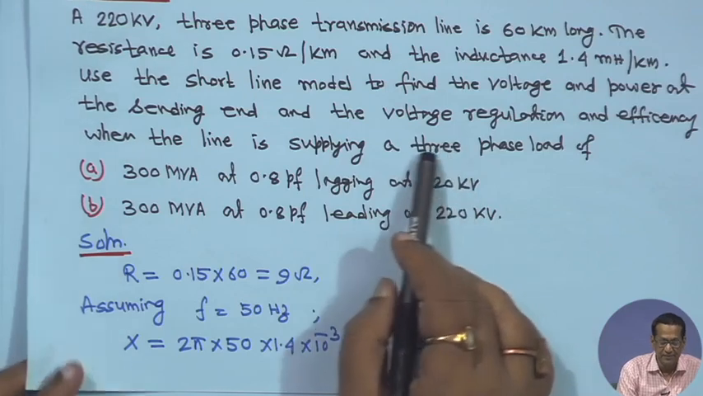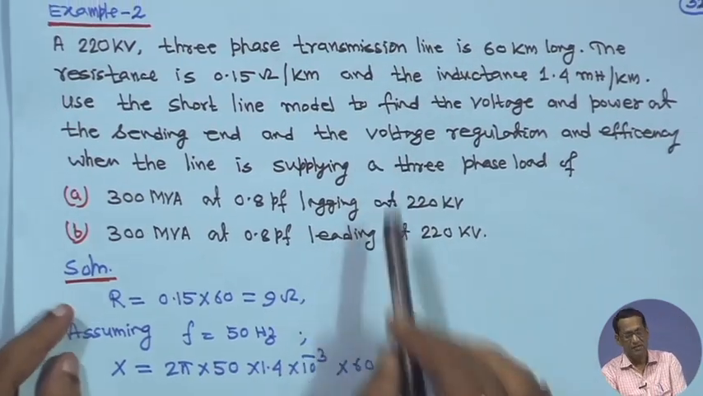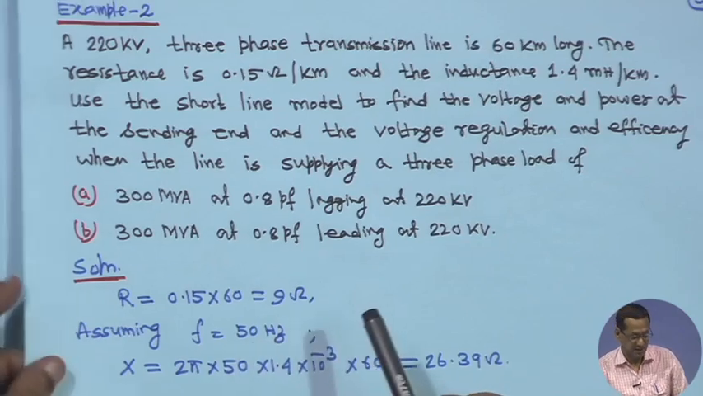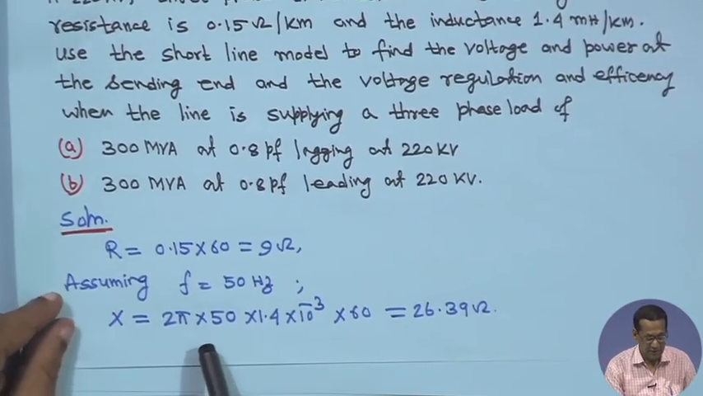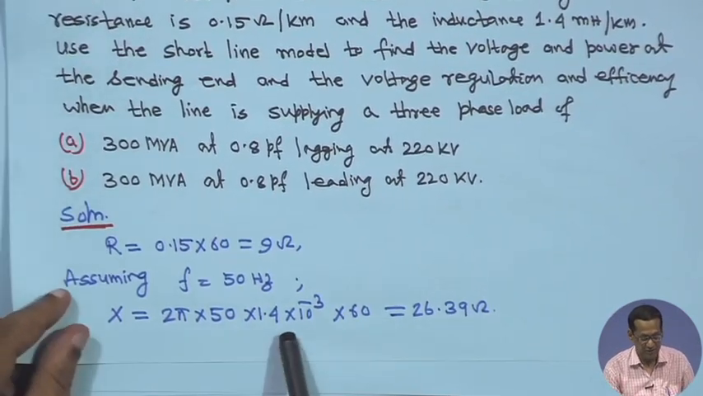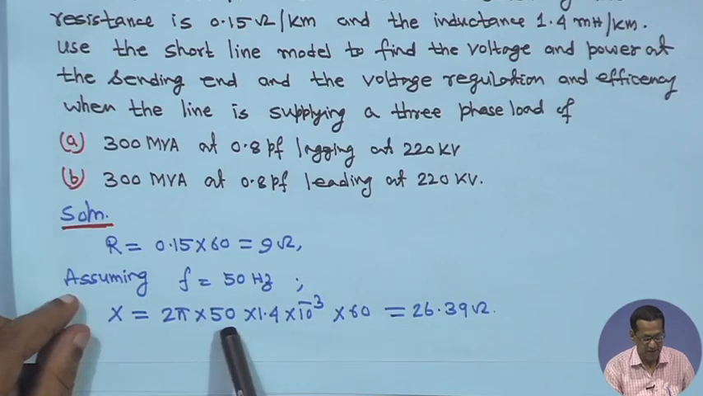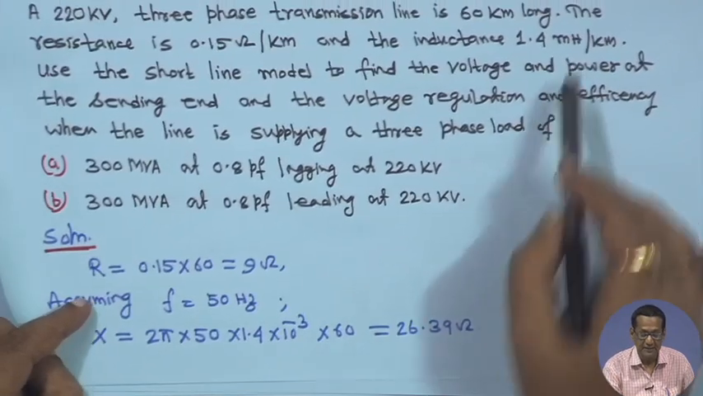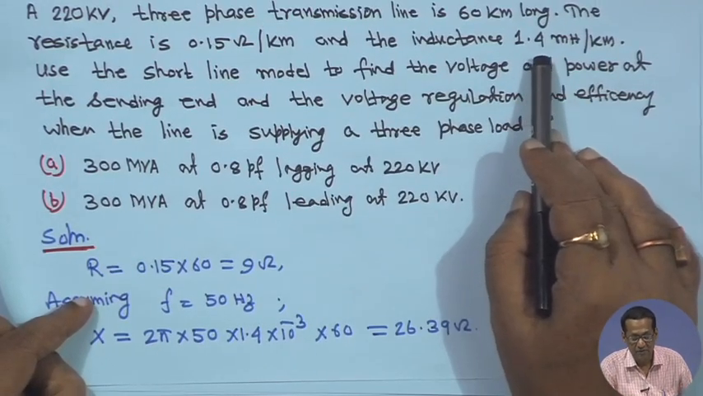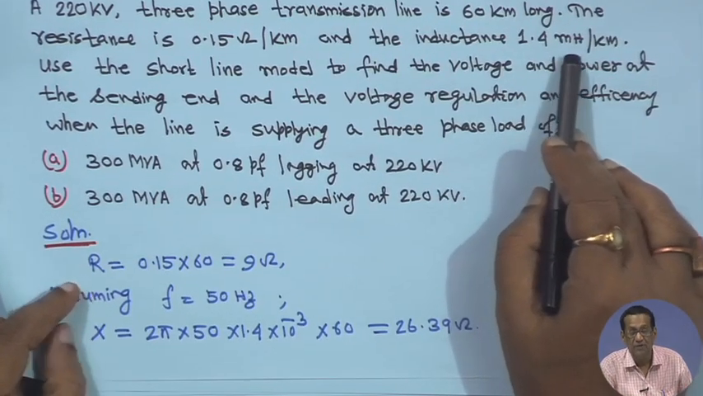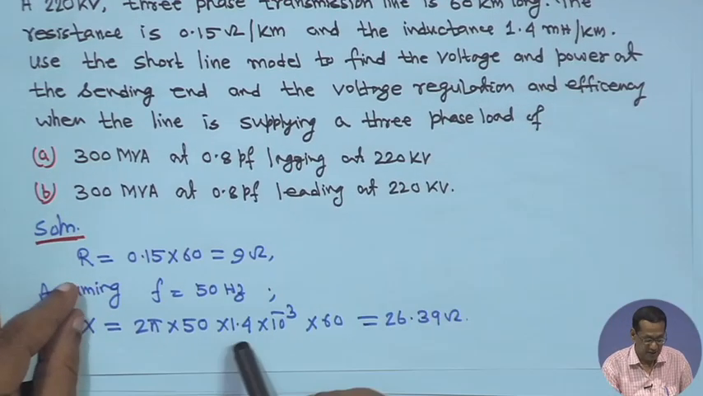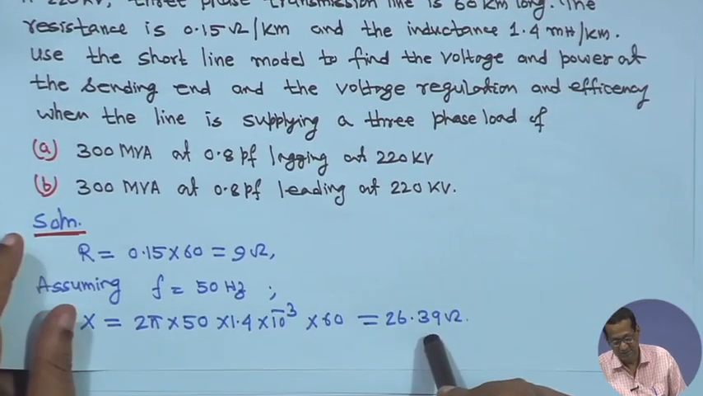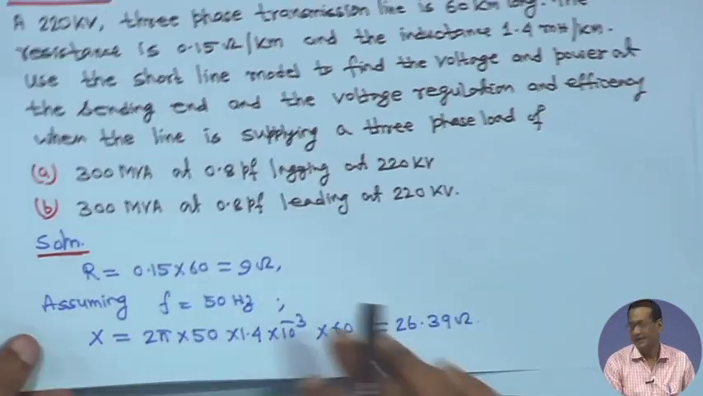As nowhere is the frequency mentioned, I have taken the frequency as 50 hertz, right. And X is equal to 2 pi f L, and the inductance is given, 1.4 millihenry per kilometer. So 1.4 into 10 to the minus 3 into 60 kilometer length, and X is 26.39 ohm, right.